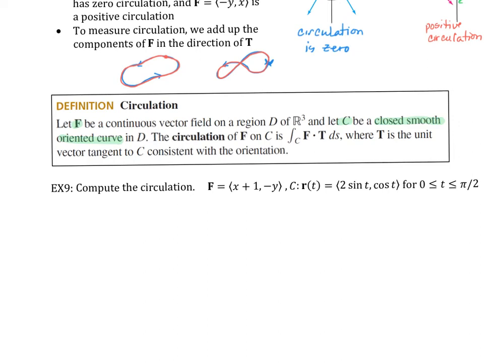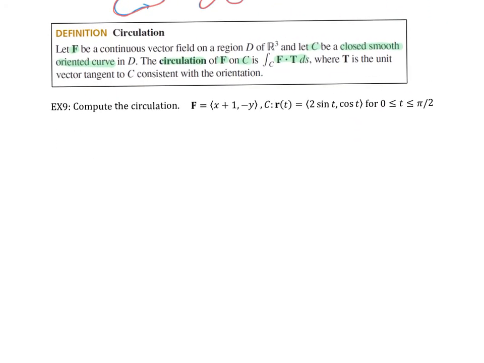So we have this vector field that's continuous over this region, and we have this curve that's closed, smooth, and oriented. When we compute our circulation of the vector field on our curve, it's simply the line integral. In example 9, it says compute the circulation. So just be careful about what you're being asked to find. Compute the line integral, compute the average value, compute the work, compute the circulation, right? So circulation means line integral.